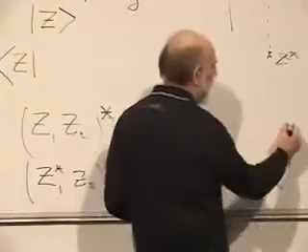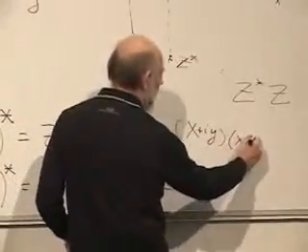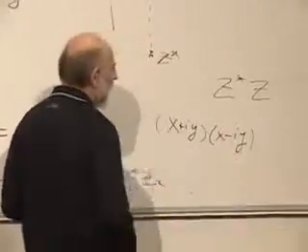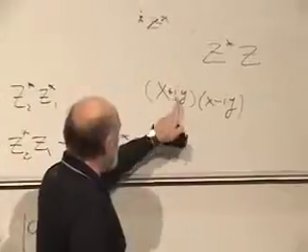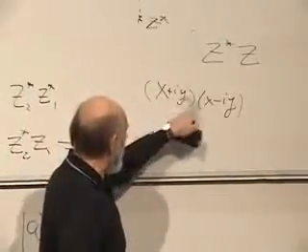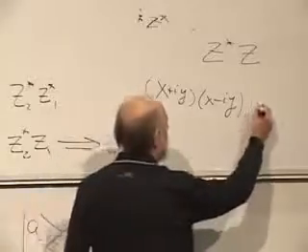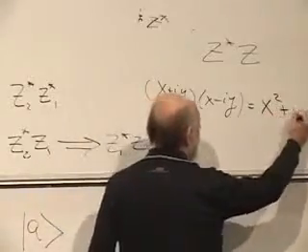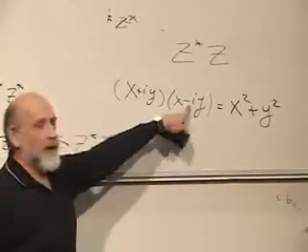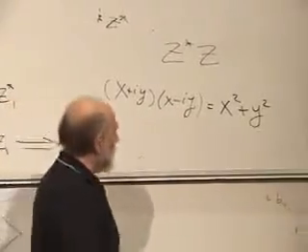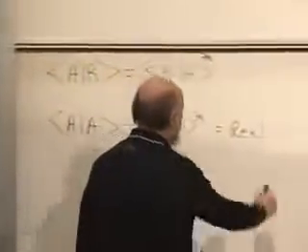Let's just check it. It's x plus iy times x minus iy. The imaginary part cancels. Both terms have an xy times an i, but one has a plus sign, the other has a minus sign. But then this is equal to x squared plus y squared, because i times minus i is plus 1. Okay, so it's always positive, x squared plus y squared. Real and positive.